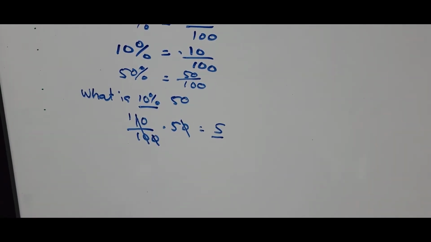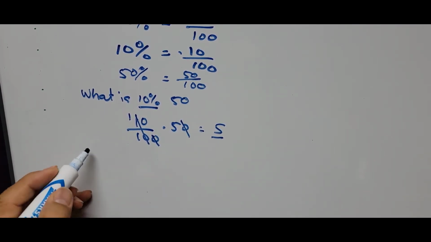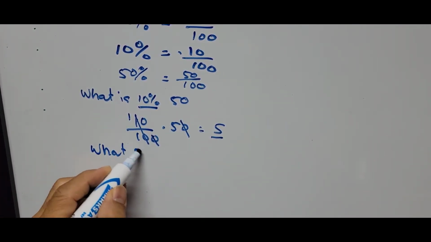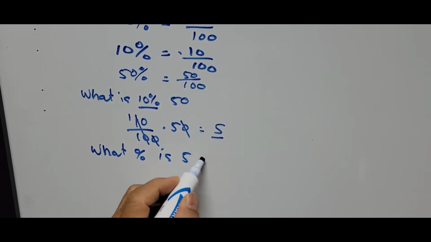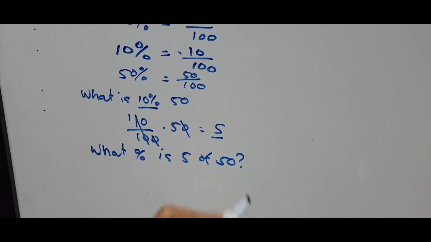What if another question is like this: what percent is 5 of 50? It's worded somewhat weird and kind of differently. We're trying to find the value in terms of percent. So how are you going to represent that?